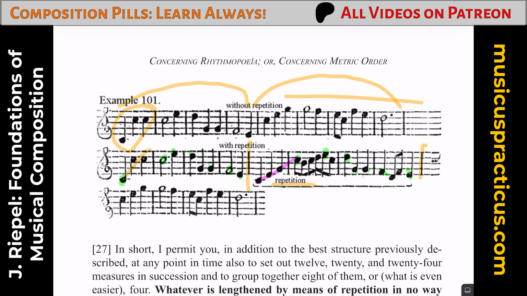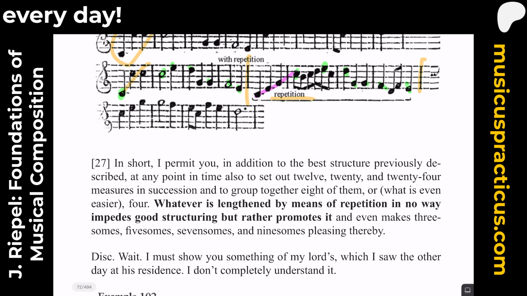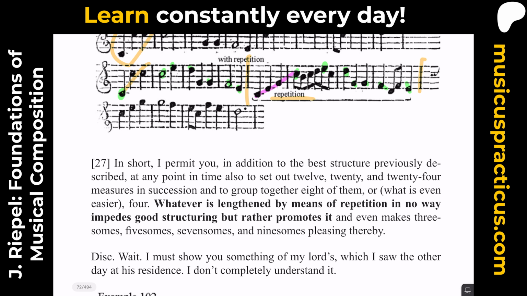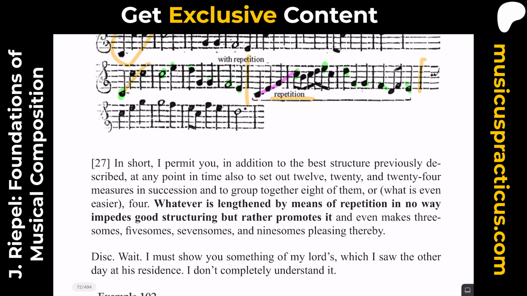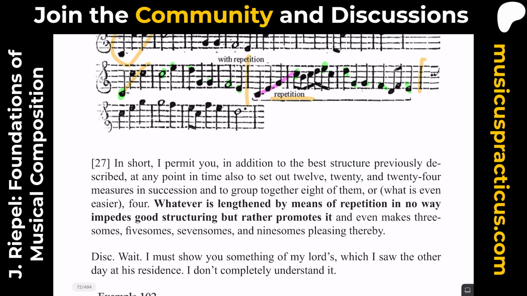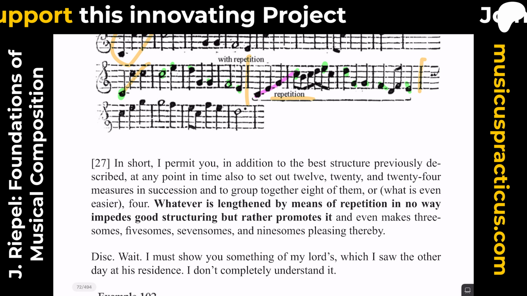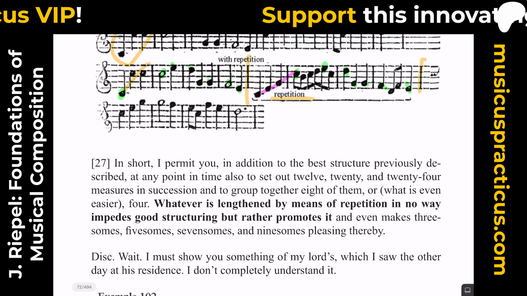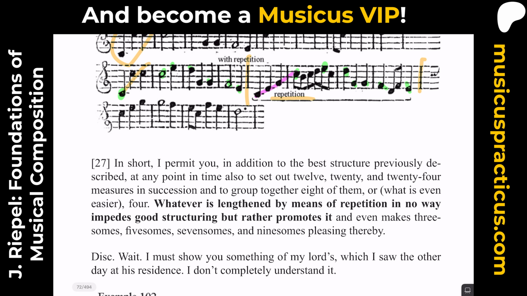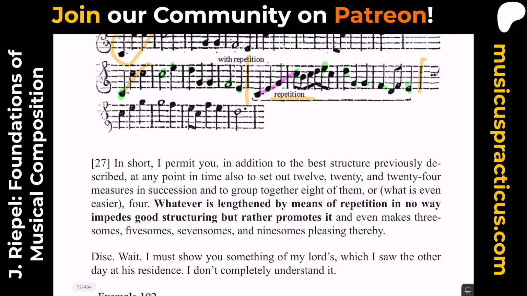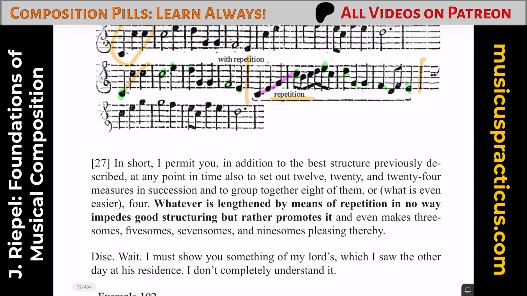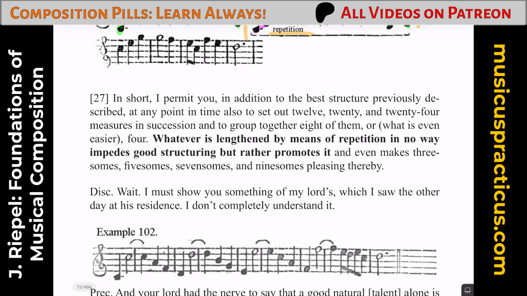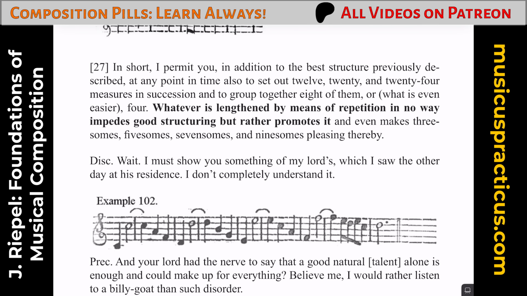This way. In short, I permit you, in addition to the best structure previously described, at any point in time also to set out 12, 20 or 24 measures in succession and to group together 8 of them, or, what is even easier, 4. Whatever is lengthened by means of repetition in no way impedes good structures, but rather promotes it and even makes 3-some, 5-some, 7-some and 9-some pleasing thereby.